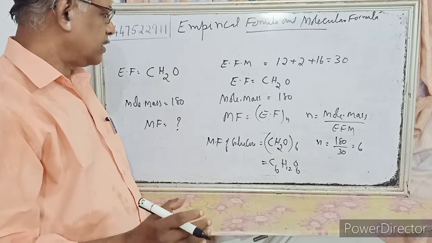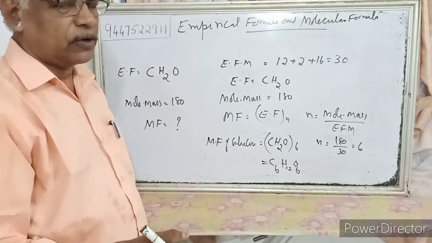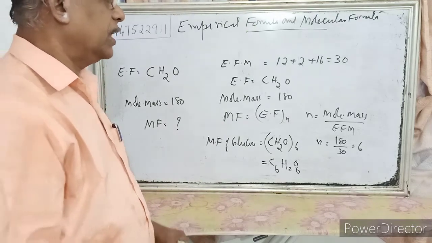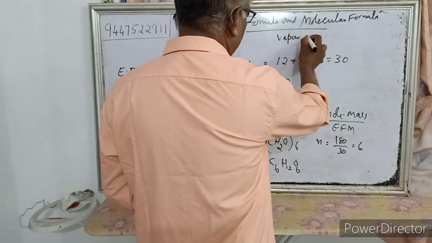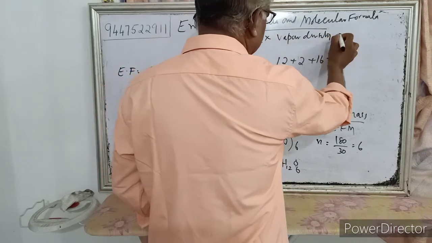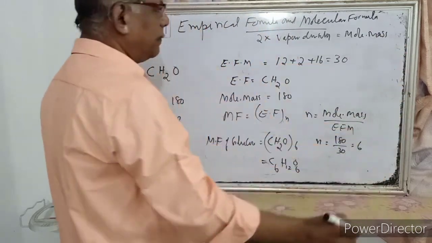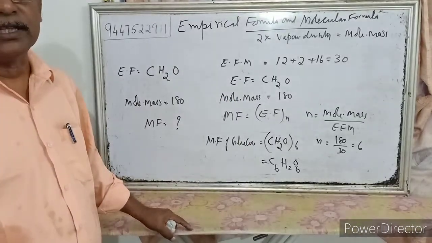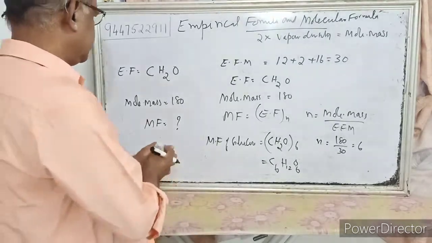So the method is, first you calculate the empirical formula mass by adding the atomic masses of the different atoms. And in some problems you will be given vapor density. 2 into vapor density is equal to molecular mass. If you are given vapor density, then you can calculate the molecular mass by multiplying with 2.